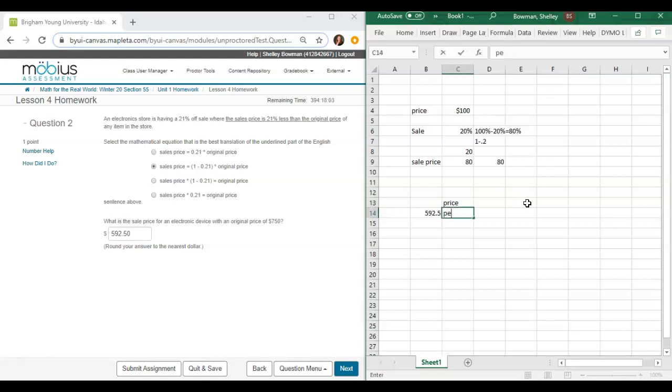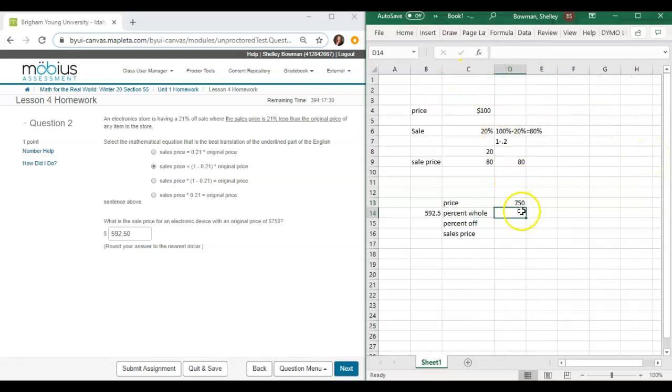Price, percent off, percent whole, and we want sales price here. So the price of ours was $750. Let's make this a little bigger here. Price of the whole, it's 100% or 1, changing that to a decimal. Percent off was 21% or 0.21.